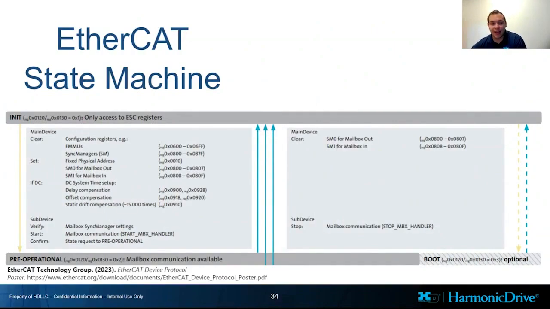One of the things I wanted to highlight is upon the init state, we only have access to our EtherCAT subdevice controller registers. So what's essentially happening is we're clearing our previous configurations, whether that be our sync managers, our fieldbus memory management units, and our configured addresses. Then we are going to set our physical addresses in our main device. And we are also going to start up mailbox communication.